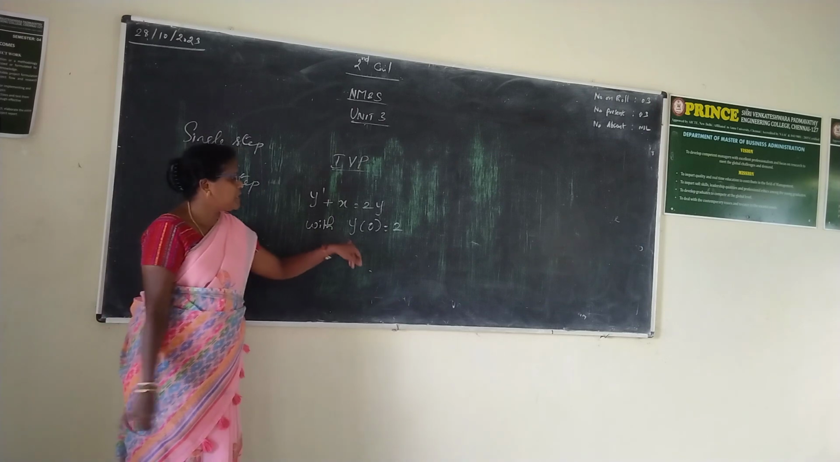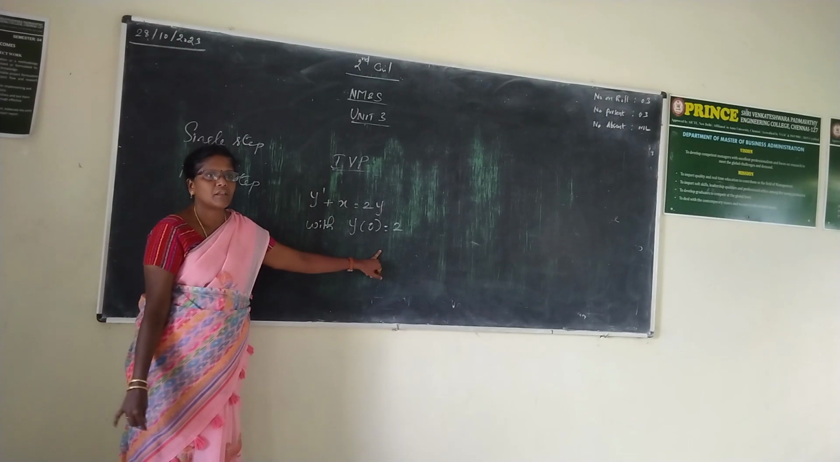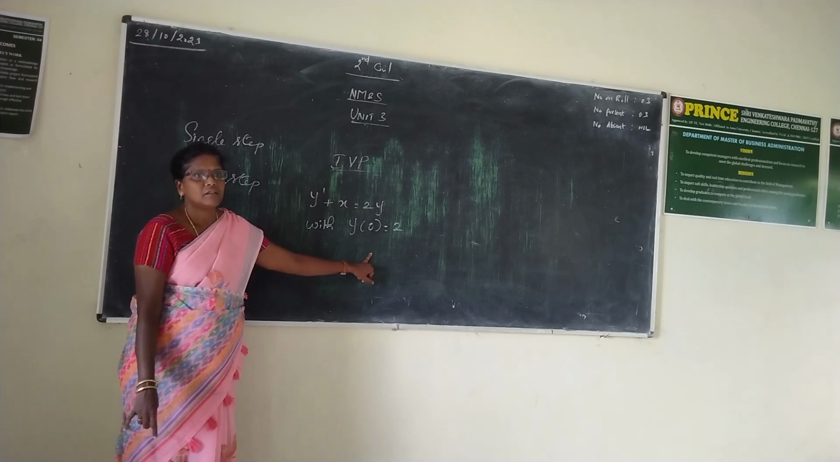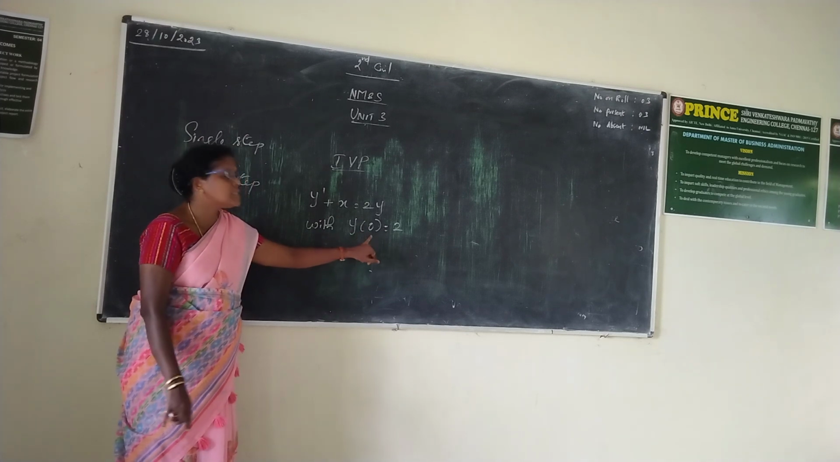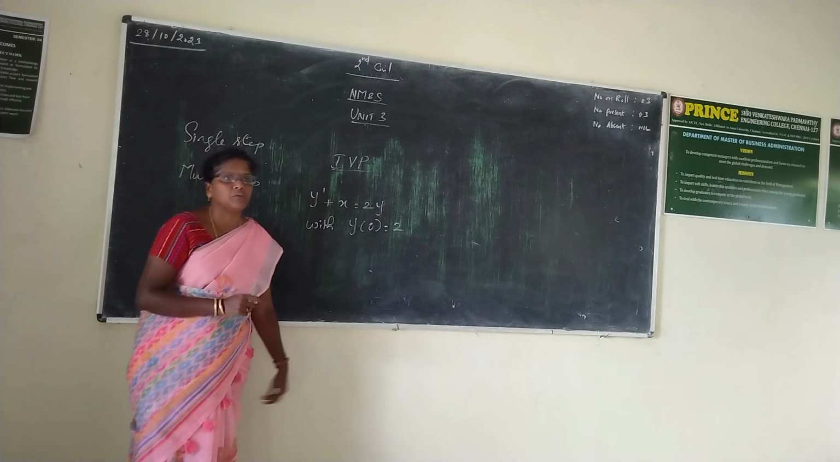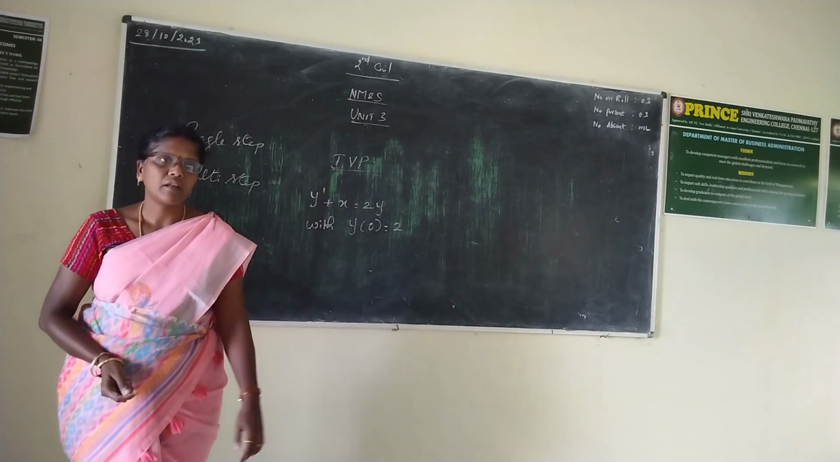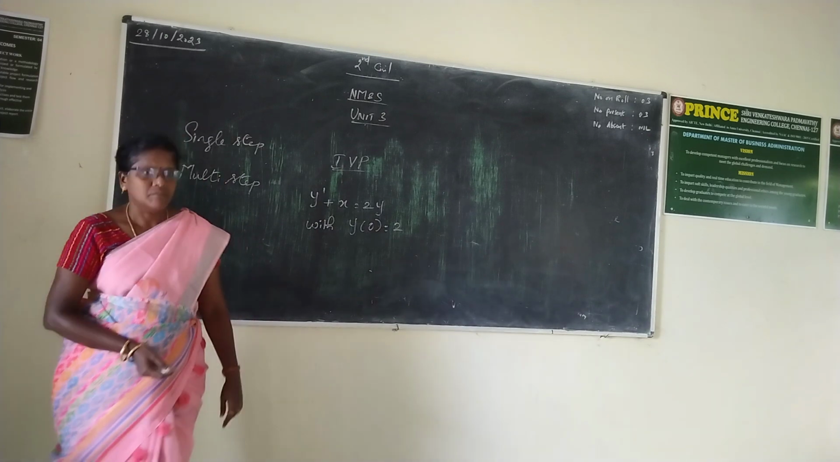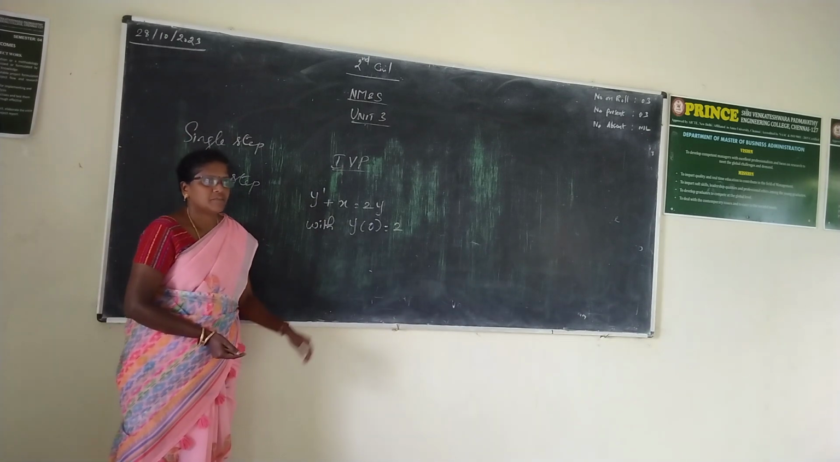Okay, so what is the meaning of this y of 0? The 0 indicates for which value? Which variable? Y dash. Say no. X. Okay, wow.